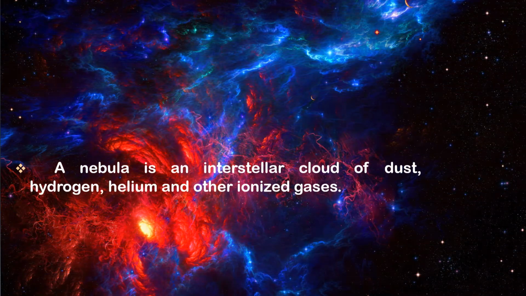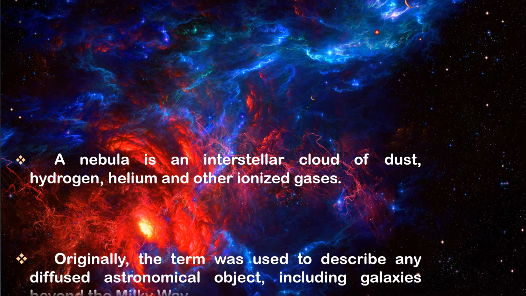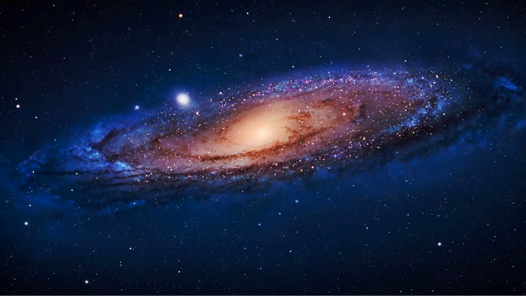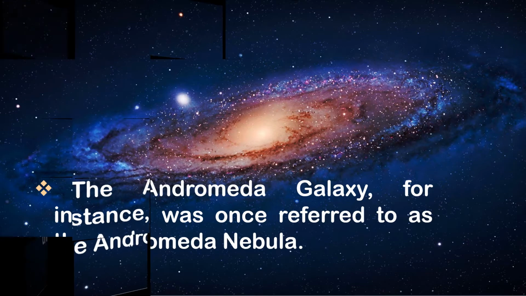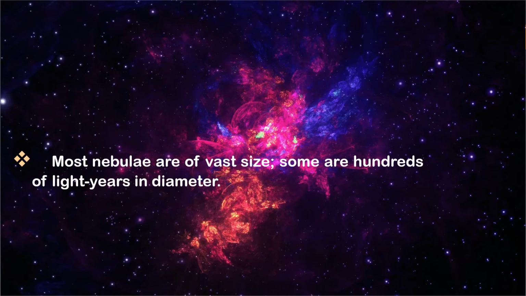A nebula is an interstellar cloud of dust, hydrogen, helium, and other ionized gases. Originally, this term was used to describe any diffuse astronomical object, including galaxies beyond the Milky Way. The Andromeda Galaxy, for instance, was once referred to as the Andromeda Nebula. Most nebulae are of vast size, some are hundreds of light years in diameter.